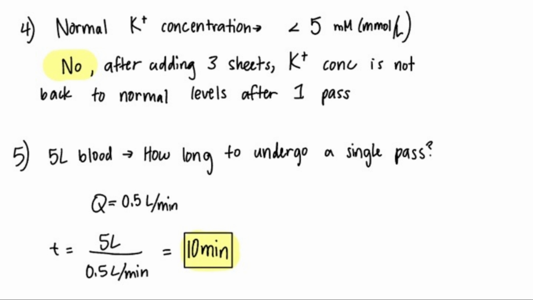Number 5 asks how long it will take for 5 liters of blood to undergo a single pass. To do this, we're using the flow rate, which is 0.5 liters per minute, and dividing the 5 liters by that flow rate so that the units become minutes. So liters divided by liters per minute, and we get a value of 10 minutes.